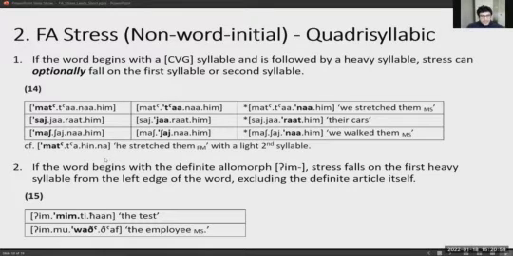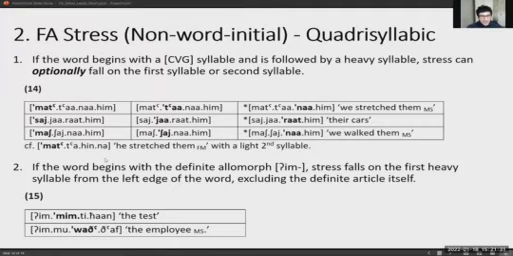So in 14, for example, the word for we stretch them has stress on the first syllable. So you can say mattanahum, or you can optionally stress the second syllable, so you can say mattanahum, but not the third syllable. The second case, number 2 on the slide, is when the word begins with the definite L-morpheme. In this case, stress falls on the first heavy syllable, similar to trisyllabic words, from the left edge of the word. So in 15, you would say imtihan with stress on the second heavy syllable.